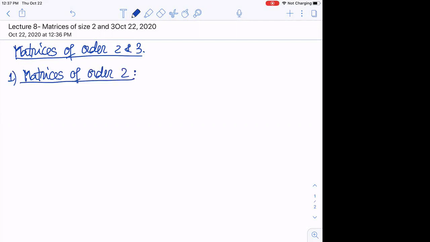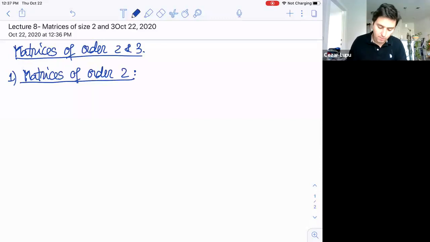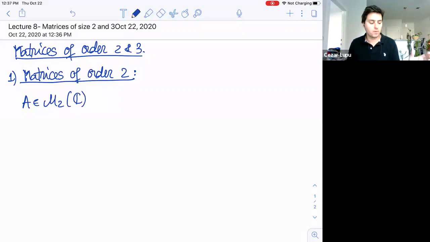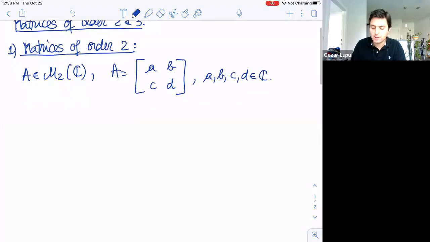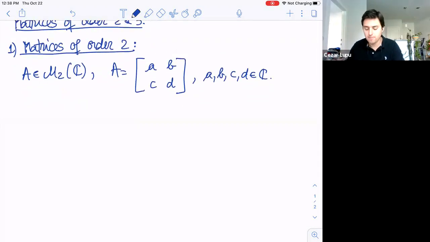All right, so we know that a matrix of order 2 looks like this. So A is in M2 of C. You can put there any field you want. You can put real entries and so on. It doesn't really matter. And this matrix would look like this. So we'll have the entries A, B, C, D, where these are real or complex numbers. Like I said, it can be real. It doesn't really matter that much.